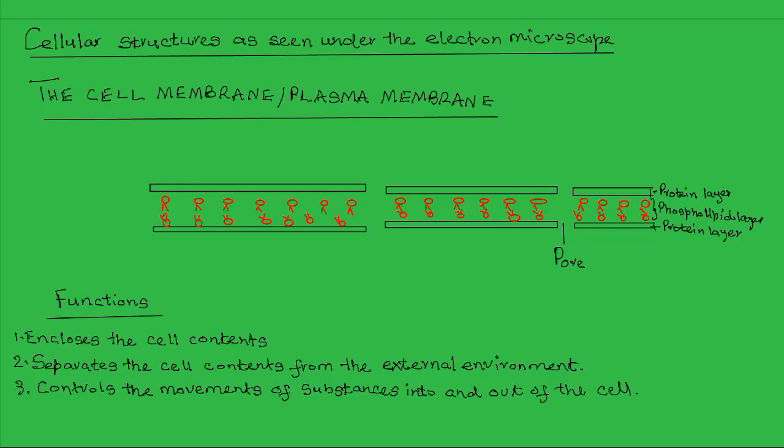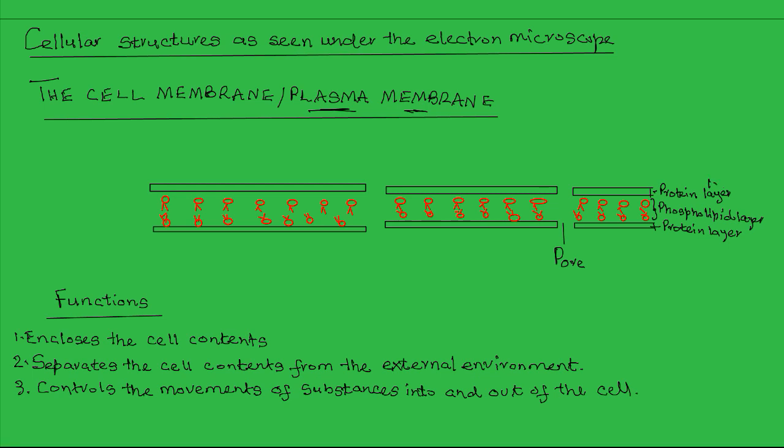Studies now look at the cellular structures as they appear under the electron microscope, starting with the cell membrane. The cell membrane is also known as the plasma membrane. It is found in both animal and plant cells. It consists of three layers.